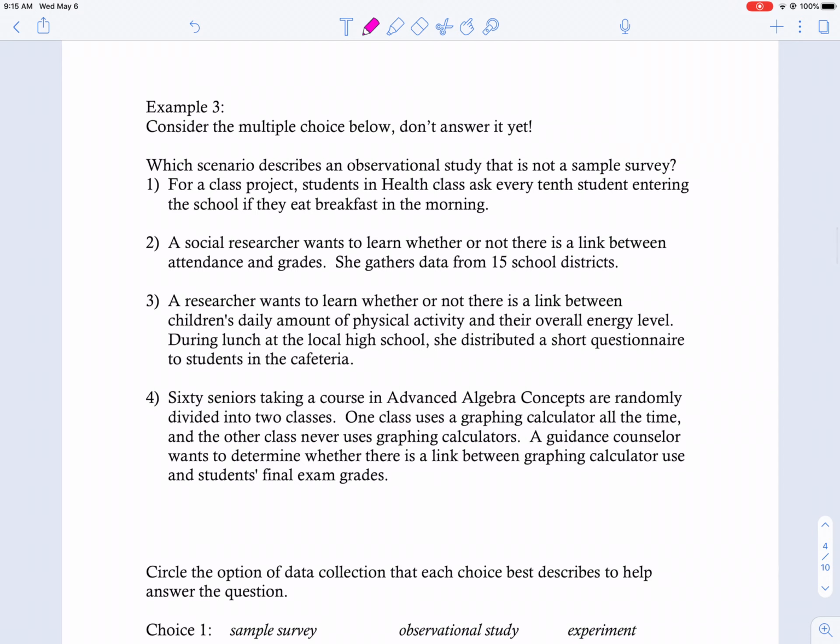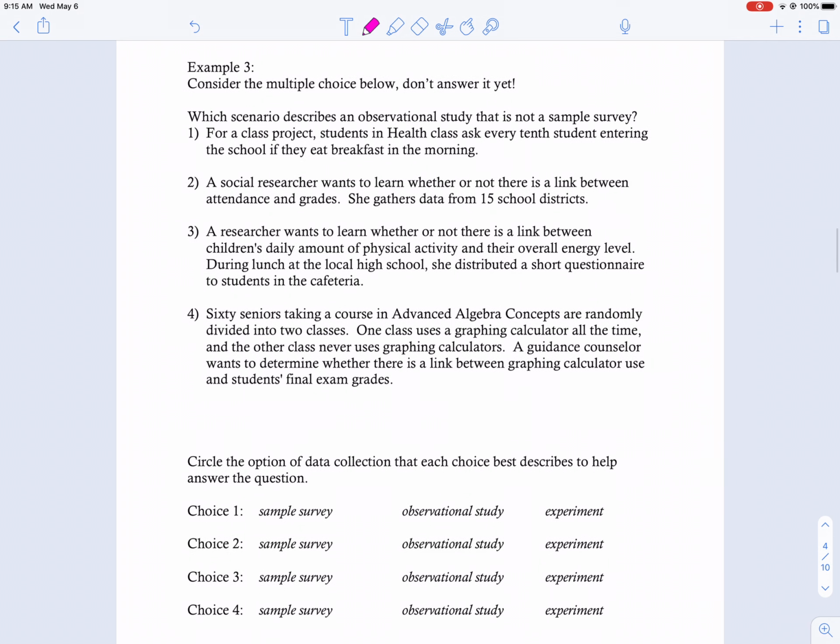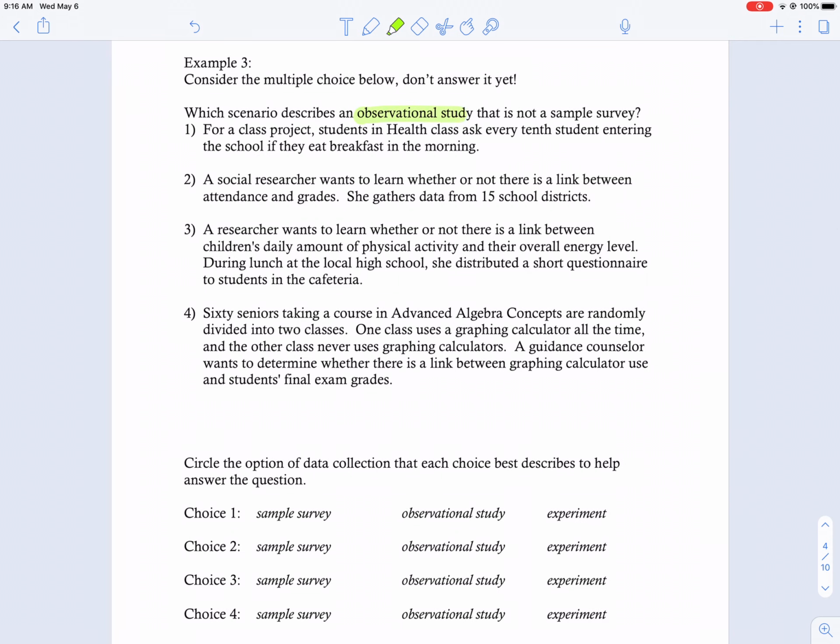Okay, so let's take a look at example 3. So this one's interesting. Example 3 says, consider the multiple choice below, but don't answer yet. I'm going to read all the situations to you. It says, which scenario describes an observational study that is not a sample survey? So you want the one that isn't a sample survey.